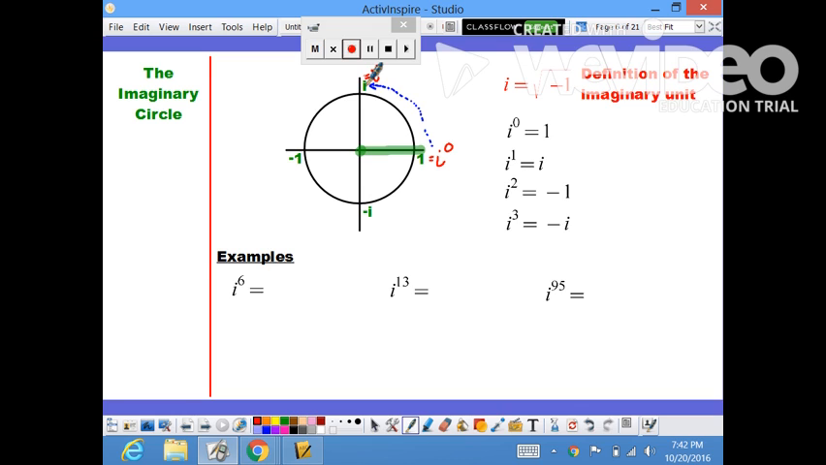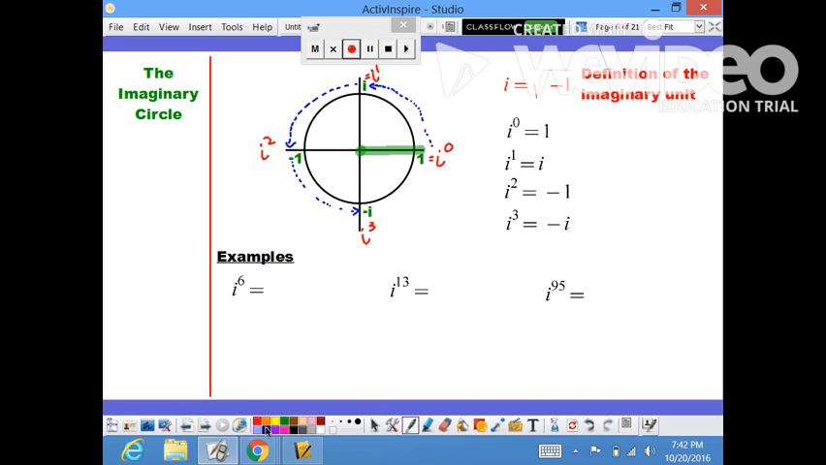Okay? We're going to take another 90-degree rotation, and our next stop is -1. So that's our second stop there, so that's i squared, i to the power of 2. All right, let's make another stop. Let's get around this circle here. From -1, we're going to -i. So that's your third stop, and that's i to the power of 3.